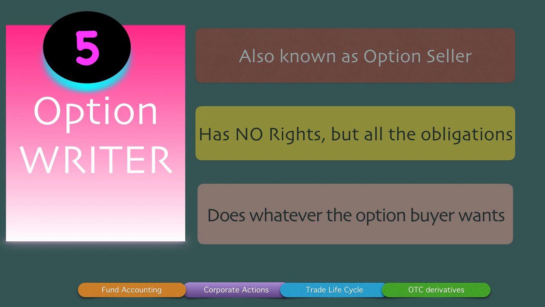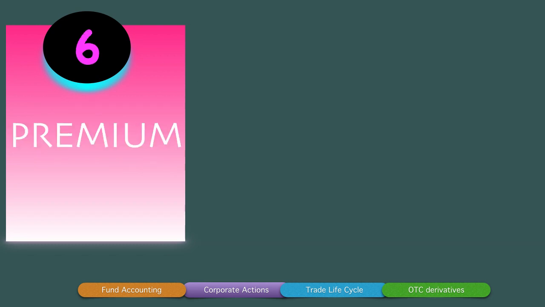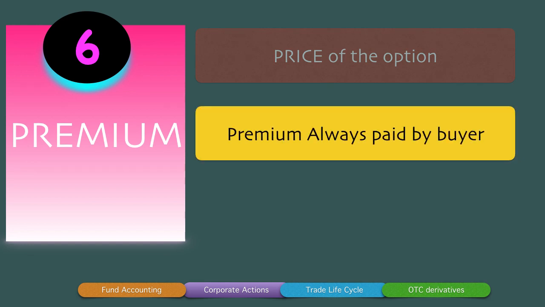This takes us to the sixth term, which is premium. Obviously, there's going to be a price that's going to be extracted by the writer, right? I mean, he's having all the obligations, he's surrendering all his rights. But in finance, there is no such thing as a free lunch. In fact, even in life, there is no such thing as a free lunch. So in derivatives too, premium is charged by the writer. This is called the price of the option. The premium is a price that is always paid by the buyer to the writer. Okay?